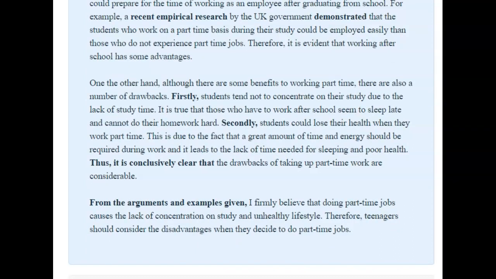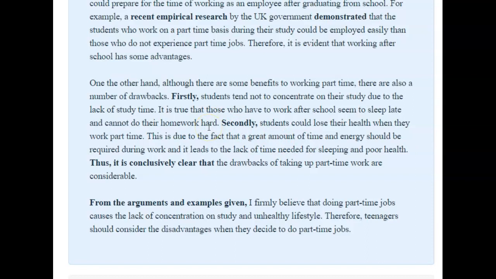On the other hand, although there are some benefits to working part-time, there are also a number of drawbacks. Firstly, students tend not to concentrate on their study due to the lack of study time. It is true that those who have to work after school seem to sleep late and cannot do their homework hard. Hard is a weird word here. You don't do your homework hard, you study hard.